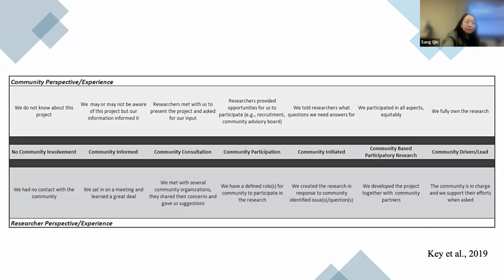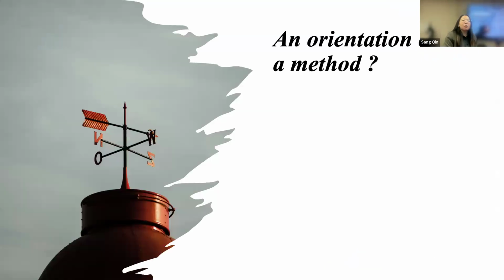But more, if we're learning that there's a continuum, there are different activities, and there are different perspectives or different experiences, are we more thinking about community engaged research as an orientation, or is it a method that we use? Anyone would like to make some input here? I always think about it as an approach.